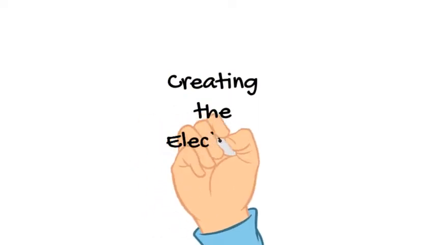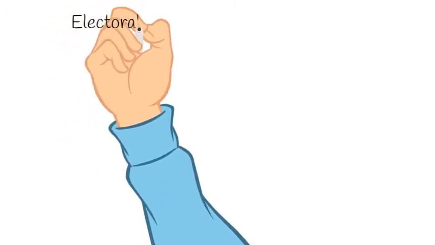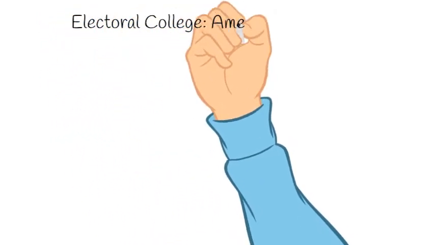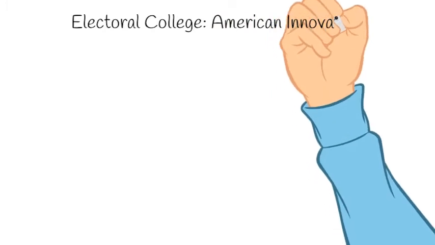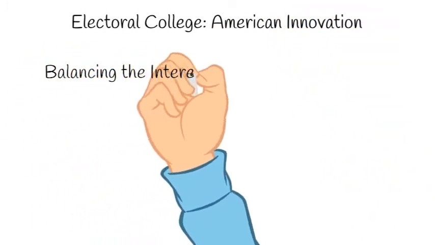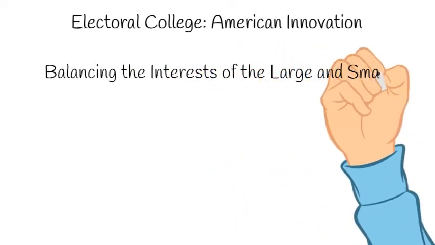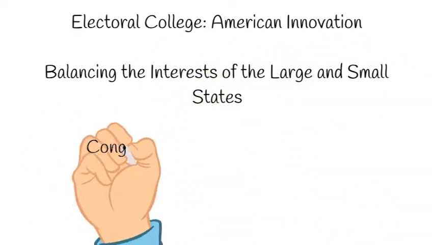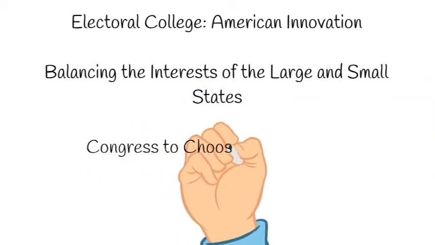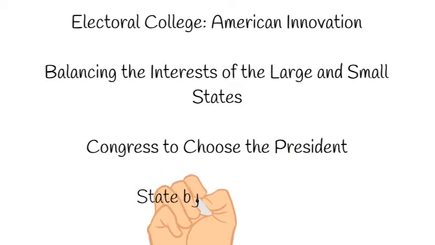First, let's talk about creating the Electoral College. The Electoral College is an American innovation designed to address the governing issues of the new nation, specifically balancing the interest of the large and small states. The debates in the Constitutional Convention about electing the executive mostly revolved around either Congress choosing the president or relying on a state-by-state model.